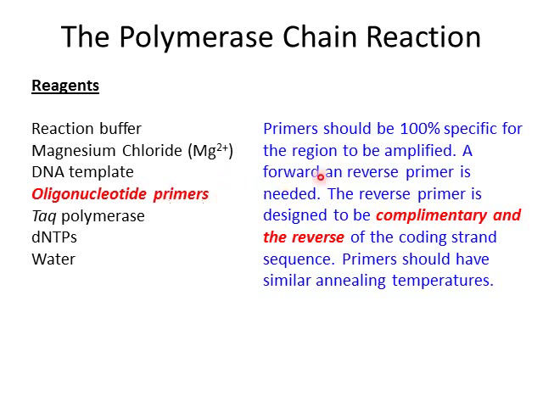So the next thing is very important, oligonucleotide primers. So these primers should be 100% specific for the region you're interested in amplifying. You need a forward and a reverse primer. Again, if you look at the cartoon for PCR, you'll see how this works. Effectively, one PCR primer causes DNA polymerase to copy the DNA sequence in one direction, and then the reverse primer causes it to copy the DNA sequence in the other direction.